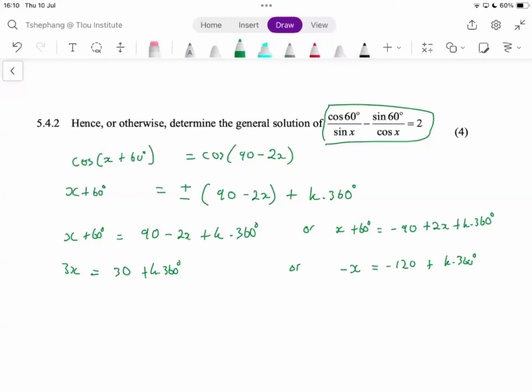And then it's just a matter of cleaning it up. x is equal to 10 plus k times 120, or x equals 120 minus k multiplied by 360. Now, because I'm done, this thing needs to make sense because we don't know what k is. We finally have to tell them that k is an element of integers. If you do not include this, then what we have done so far makes zero sense. We don't know what k is. You have to tell them that k is an element of integers.